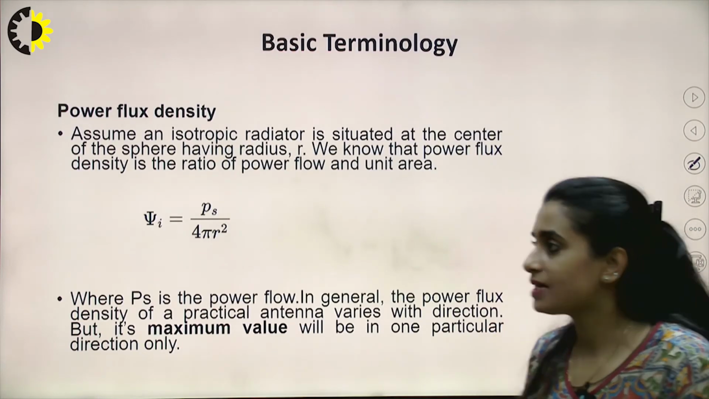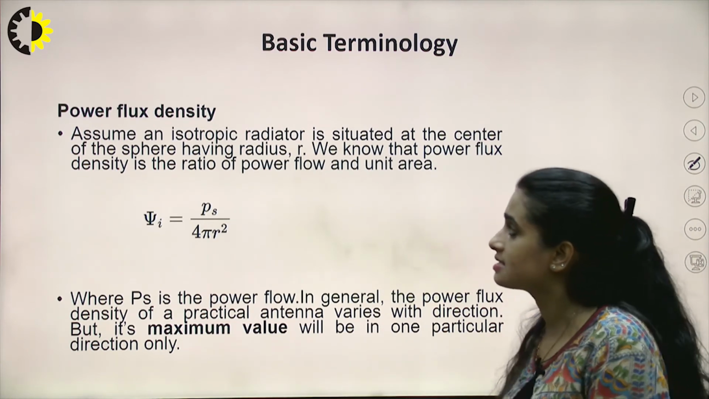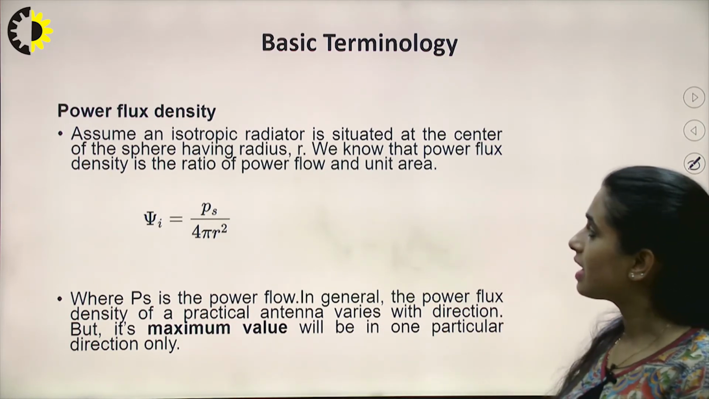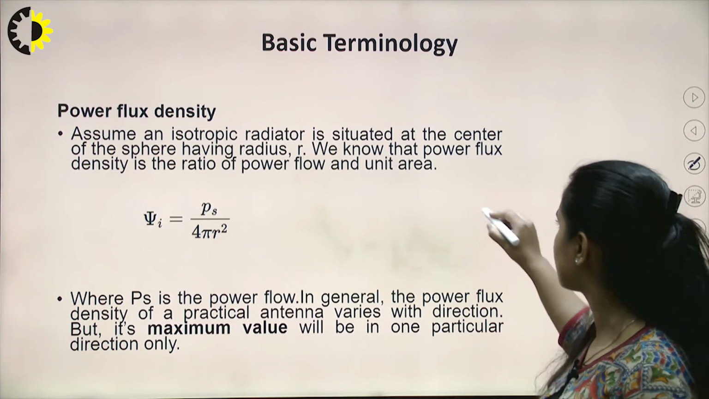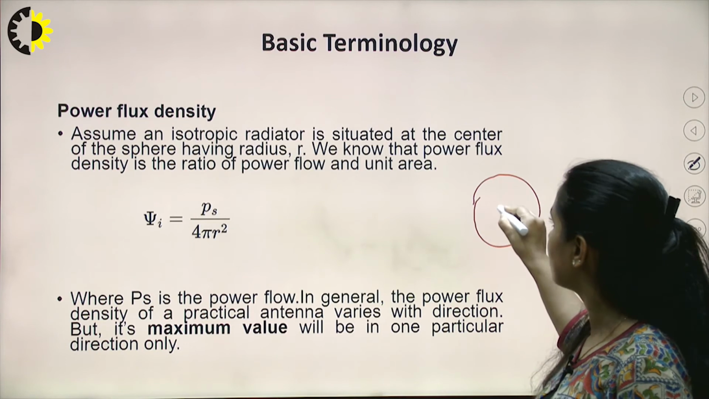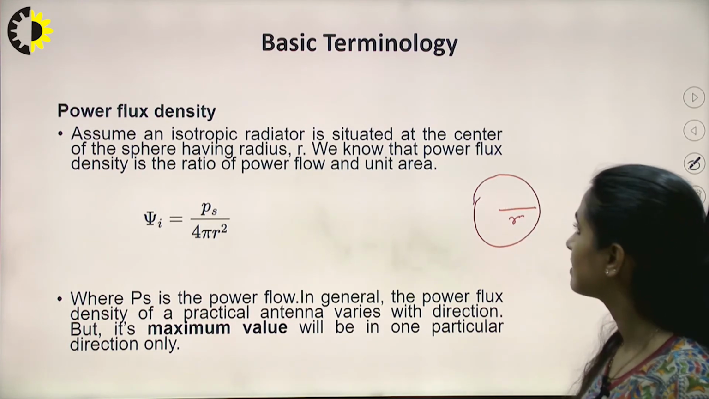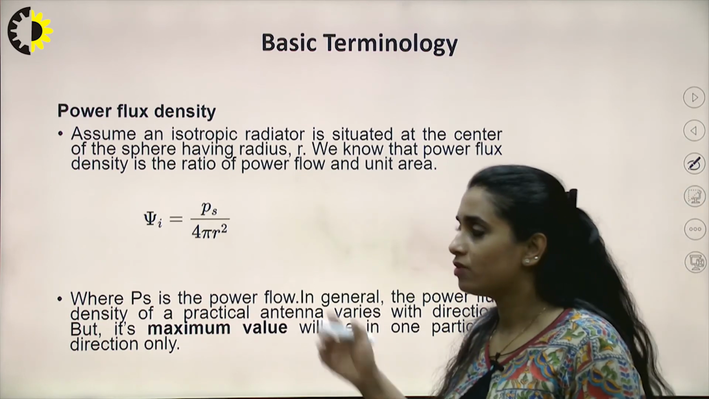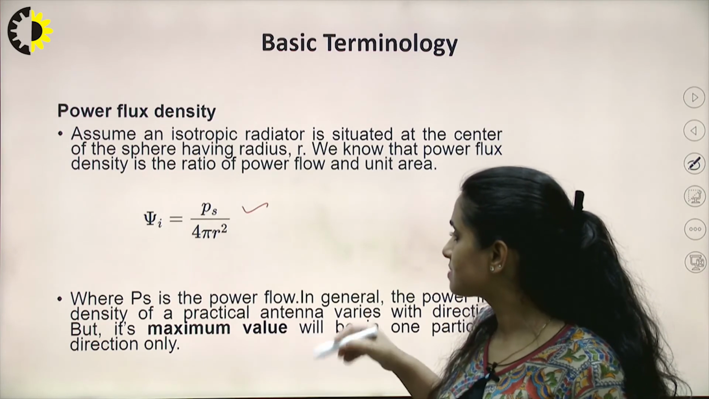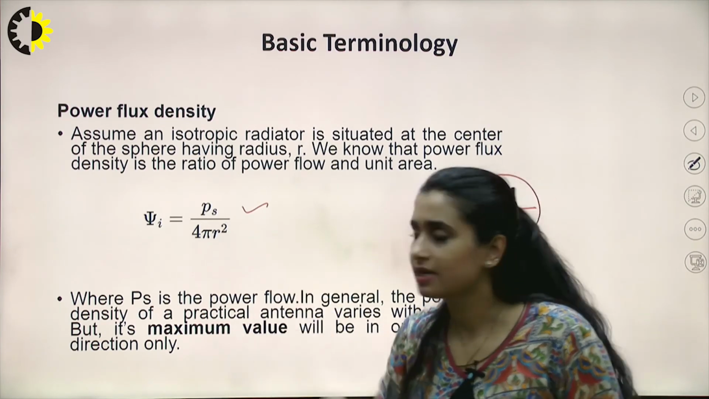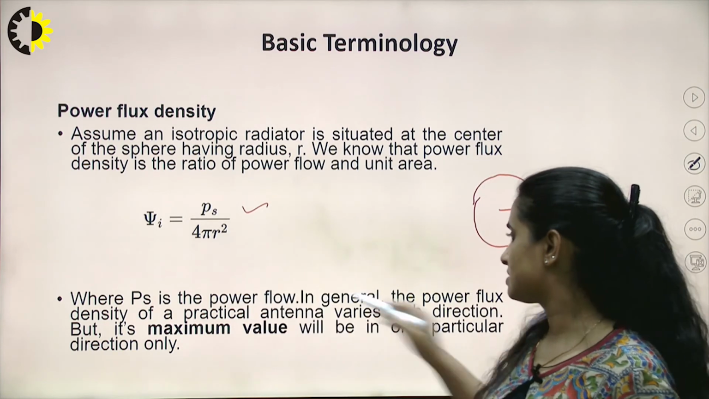Now these are some basic terminologies that we should be aware of. What is power flux density? Now if we assume an isotropic radiator which is situated at the center of a sphere with radius r, then the flux will be power per unit area, right? And power is given by P subscript S, and for a sphere the area is given by 4 pi r square, right? Where PS is the power flow.